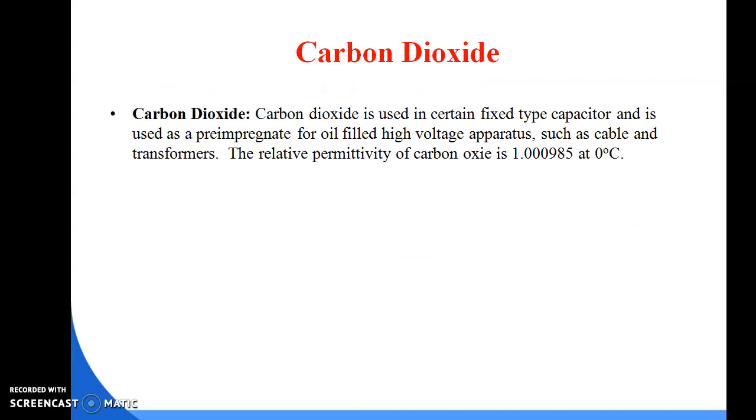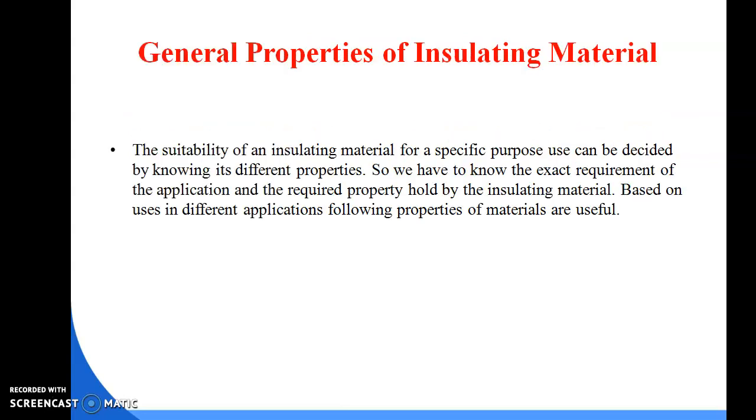Carbon dioxide is used in certain fixed type capacitors and as a pre-impregnant for oil-filled high voltage apparatus such as cable and transformer. The relative permittivity of carbon dioxide is 1.000985 at 0 degrees centigrade. General properties of insulating material. What are the general properties of insulating material?